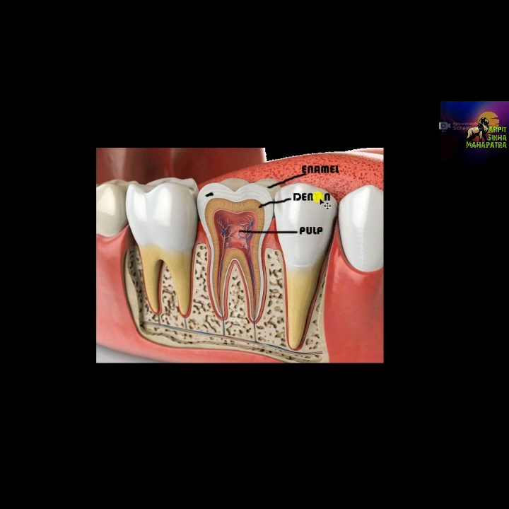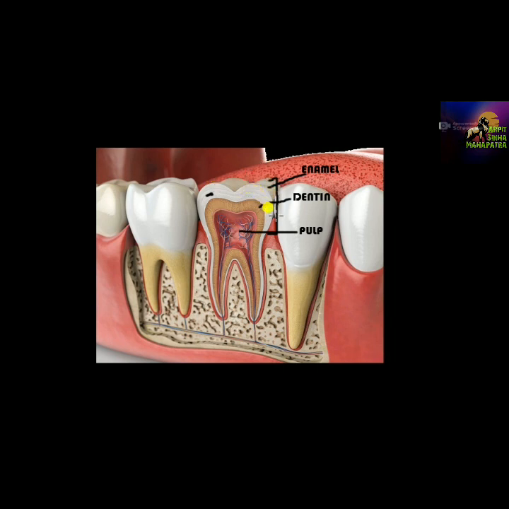Okay, so these are the three parts, and notice there is a red colored part beside the teeth. This red colored part is called the gum, and the uppermost part of the tooth, from this part to this part, is called the crown.